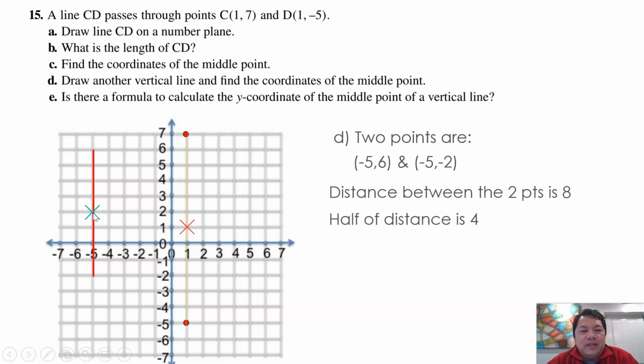Yep, that's right. After that, you are supposed to find a formula. If you can see the pattern from these two, you add the two y values and divide by 2 to get the middle point. That's how you get it. You add up the two y values and then divide by 2.